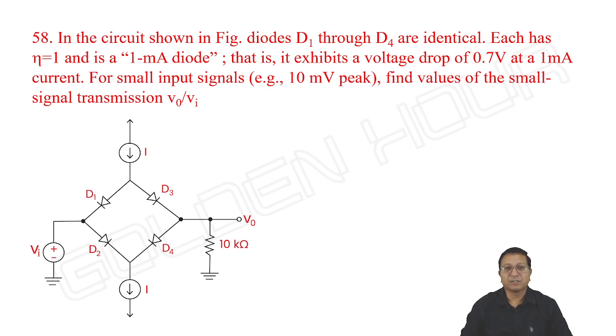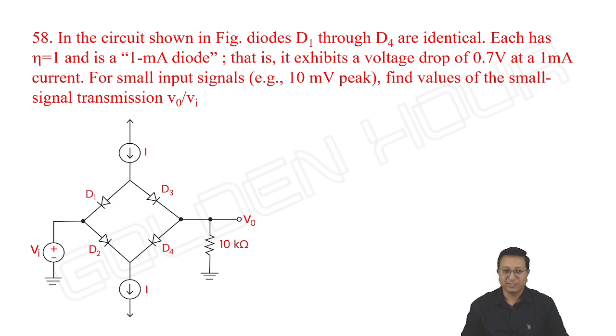In the circuit shown in the figure, the diodes D1 through D4 are identical. Each has an ideality factor eta of 1 and is a 1 milliampere diode, which means with respect to DC, the current through each diode is 1 milliampere. That is, it exhibits a voltage drop of 0.5 volts at 1 milliampere current. For a small signal input voltage, for example 10 millivolts peak, meaning 10 sin omega t or 10 cos omega t, find the value of the small signal transmission V output by V input. What is the gain of the circuit?